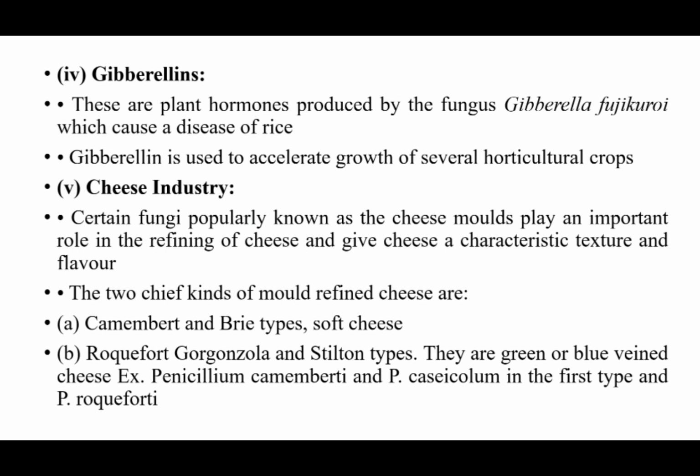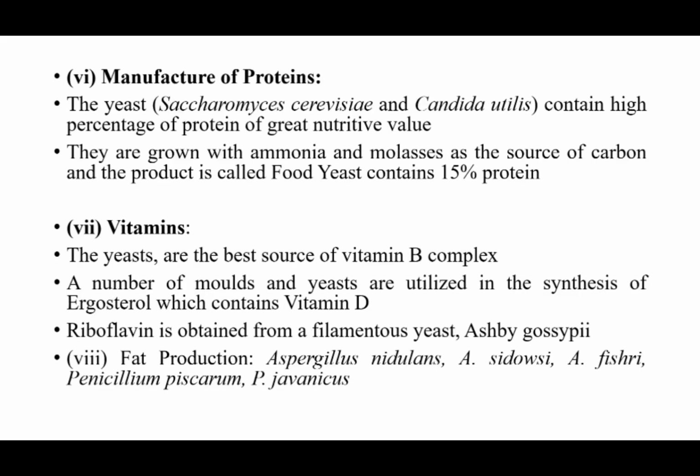Then fungi have a role in cheese industries. They can be used in preparing various types of flavored cheese. It can also be used to manufacture proteins. For example, yeast, Saccharomyces cerevisiae and Candida utilis contain a high percentage of protein of great nutritive value. They are grown with ammonia and molasses as source of carbon, and the product is called food yeast, which contains 15% protein.